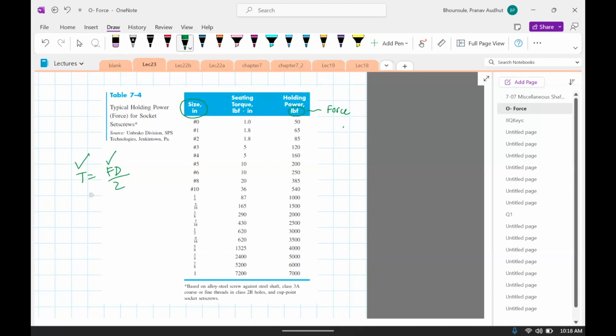If you find something which is in between, let's say your design gives you 225. Okay, 225 is not available. You only have 200 and 250. You want to choose the bigger one, not the smaller one, because then it will break, because the bigger the diameter, the larger force it can take. So that's the set screw.